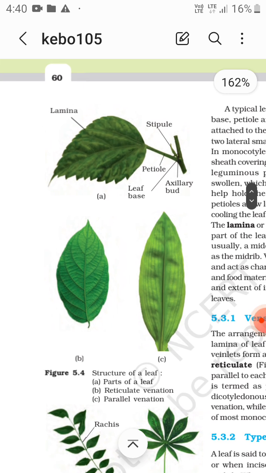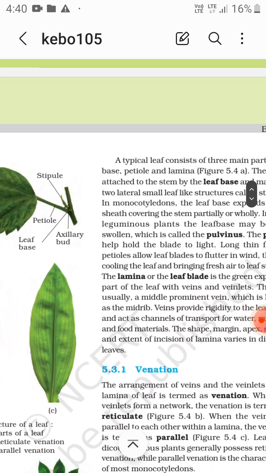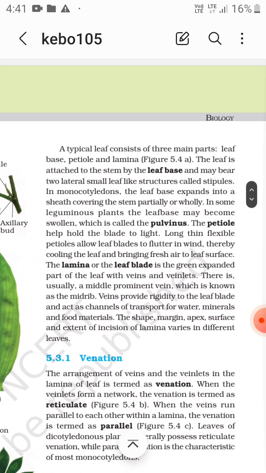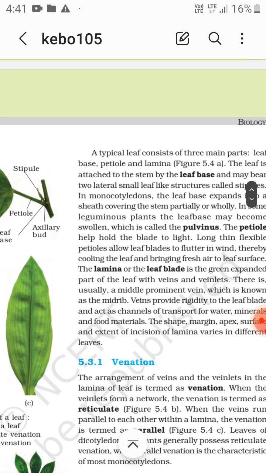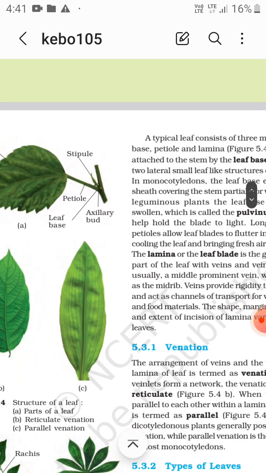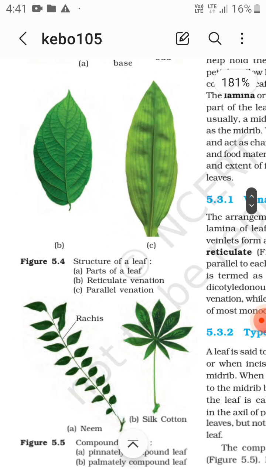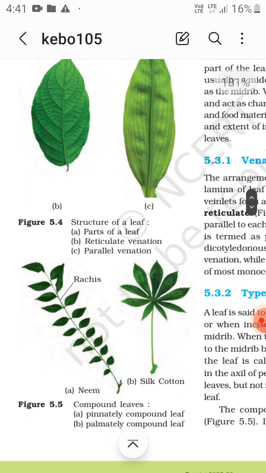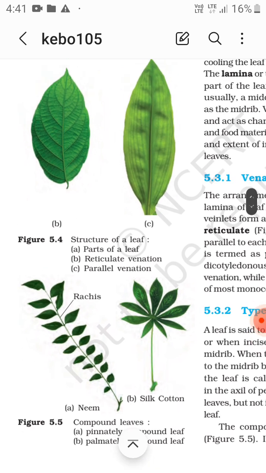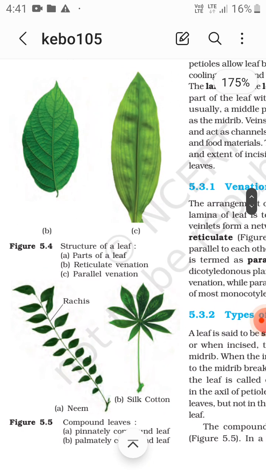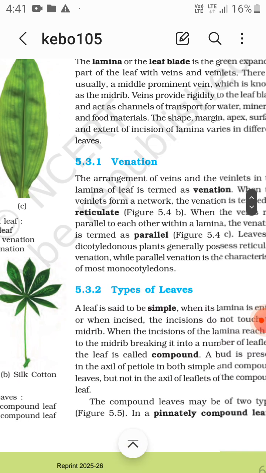Now this is the lamina. Stipules are two lateral small leaf-like structures. Then there is the axillary bud, which may form a branch. There is the petiole, then the leaf base. Now these are the parts of a leaf: reticulate venation in B, and in C, parallel venation. So these are two types of venation.